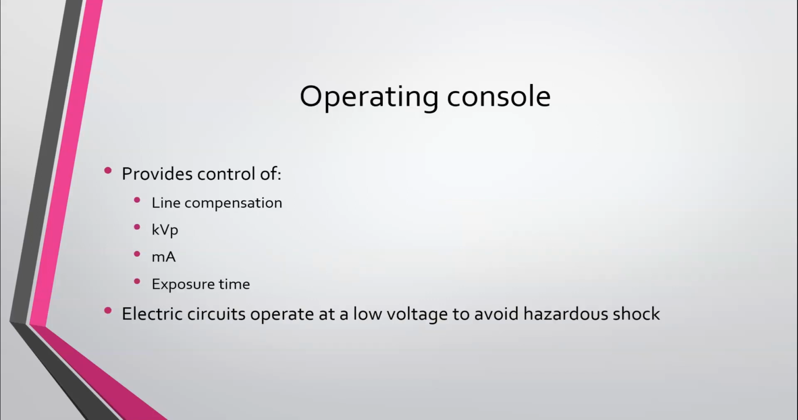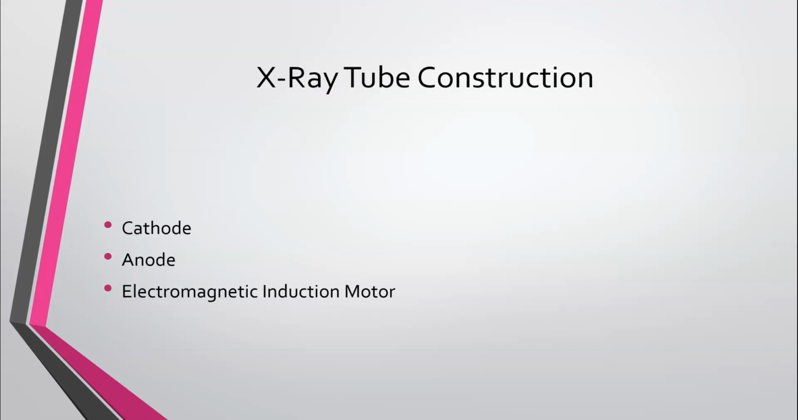Operating console provides control over line compensation. You don't have a lot of control over that, but line compensation, kVp, mA, and time. The electric circuit operates at a low voltage to protect you so you don't get shocked on the high voltage side. So the operating console is low voltage. Let's talk about tube construction.